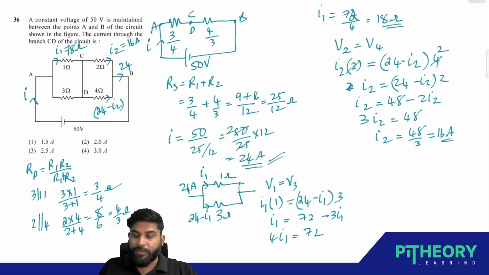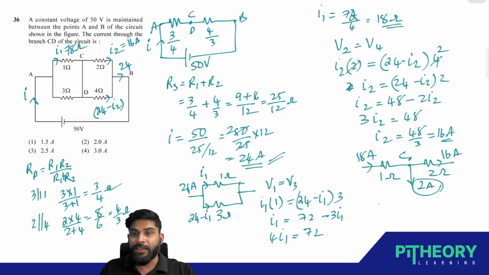Now you see this branch, we had this 1 ohm, and this is that point C, correct? And here you have this 2 ohm. The current through this 1 ohm was 18 ampere, and the current through this 2 ohm is 16 ampere, what we got. So what will happen to the remaining current? It is 18 minus 16, which is equal to 2 ampere. This current flows through C. That's how we reach the answer. The correct option is option number 2, 2 ampere.